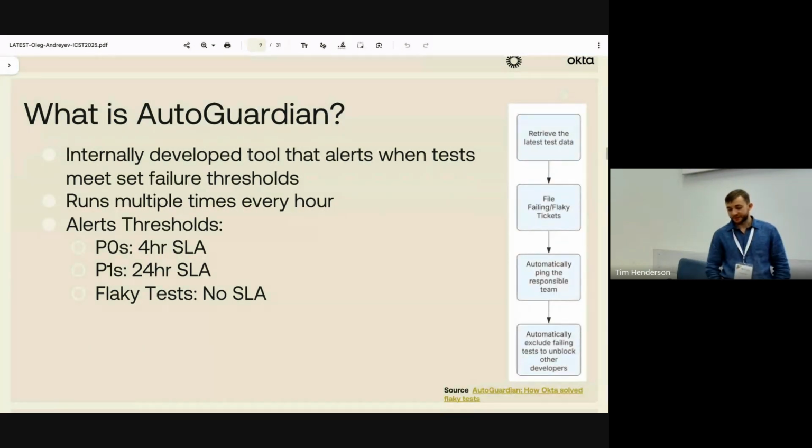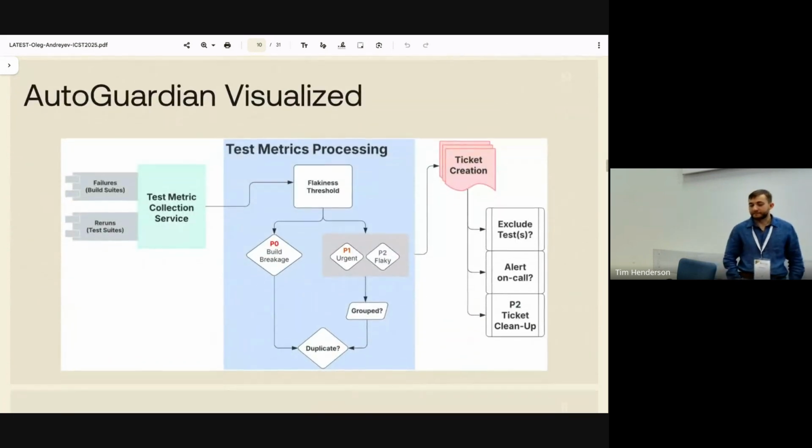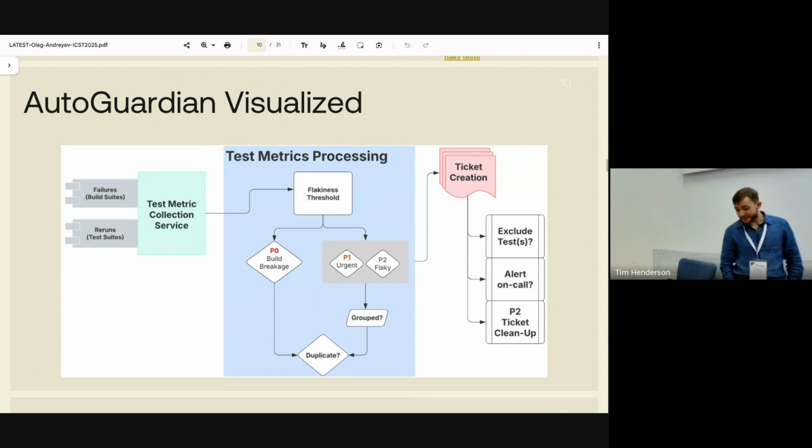As background, this is Auto Guardian, and it runs constantly. We have configurable, customizable thresholds and two levels of flaky tests. It works to detect, exclude, and notify those test owners. Here we look at Auto Guardian visualized. Test run statistics, failures, reruns, runtimes, and so forth all get thrown into Auto Guardian. Depending on the configurations that we have set in Auto Guardian, we do different things with different test types.